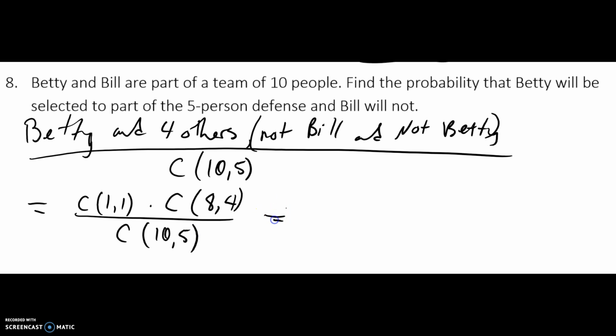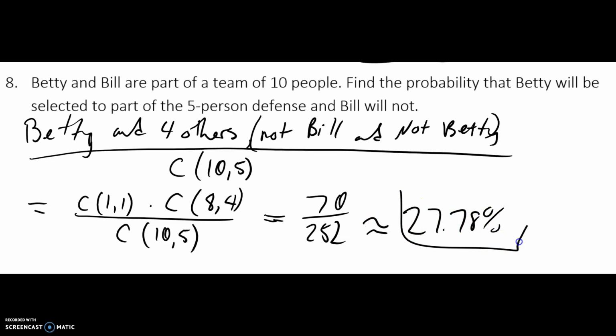Okay. Now, in this case, when we type that in the calculator, this comes out to be 70 over 252, which is approximately 27.78%. And that's it.